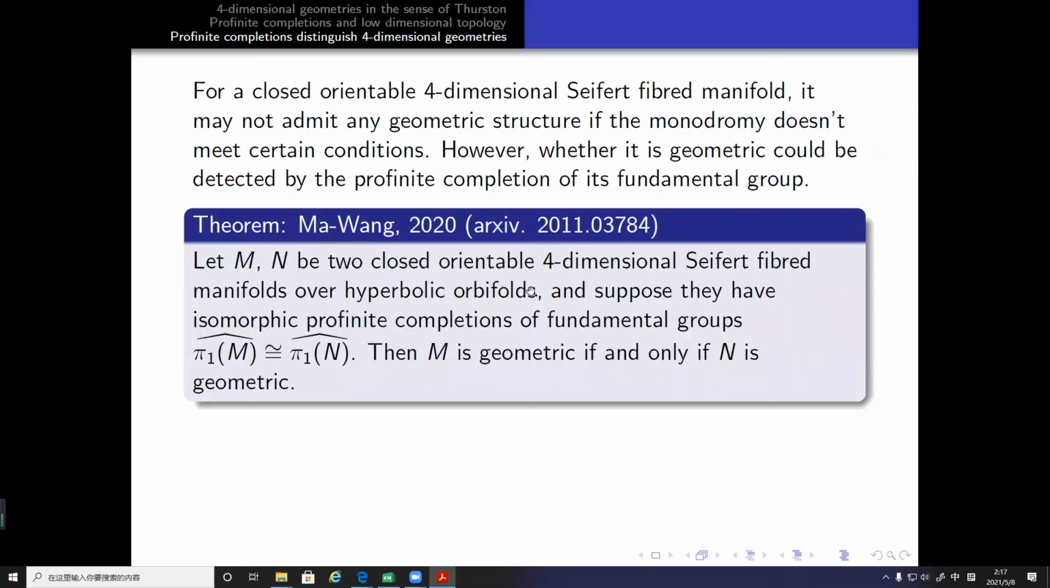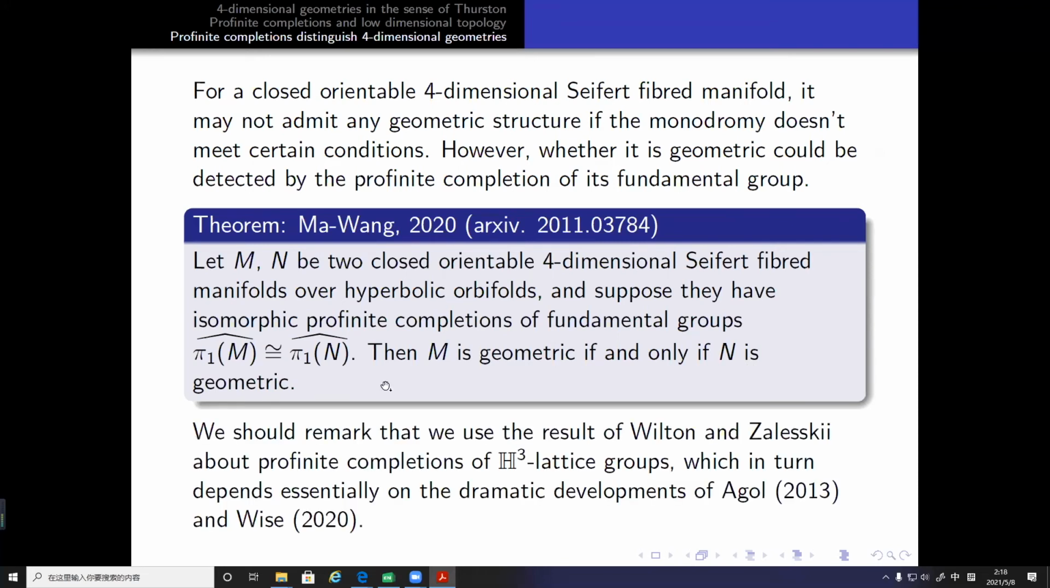So as a result, let M and N be two four-dimensional Seifert manifolds over a hyperbolic orbifold, and also we assume they have the same profinite completions. And M admits one of the geometries. Here there are just two kinds of geometry: H2 times E2 or SL2 tilde times the real line. Then M admits geometry if and only if N also admits geometry and they have the same geometry. In other words, for a four-dimensional Seifert fibred manifold, whether it admits geometry is determined by the profinite completion of its fundamental group.